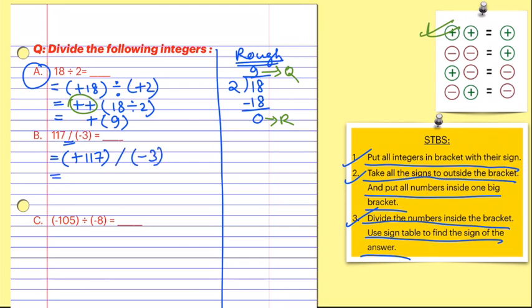Second step is take the signs outside and put all the numbers inside the bracket, right? Third step is we'll do division.